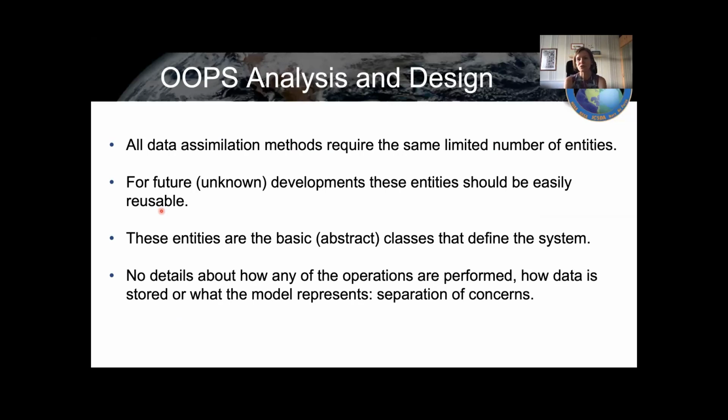So I'll show you a few examples of those interfaces or interface classes, and we'll talk a bit about some of the operations that are allowed on them. But I'd like to start by talking a bit about how those interfaces were chosen. If you read data assimilation papers or data assimilation code, all DA methods require pretty much the same limited number of entities. And these entities could be, or should be, easily reusable for future developments. And those entities are those basic abstract classes or the interface classes that define the system.